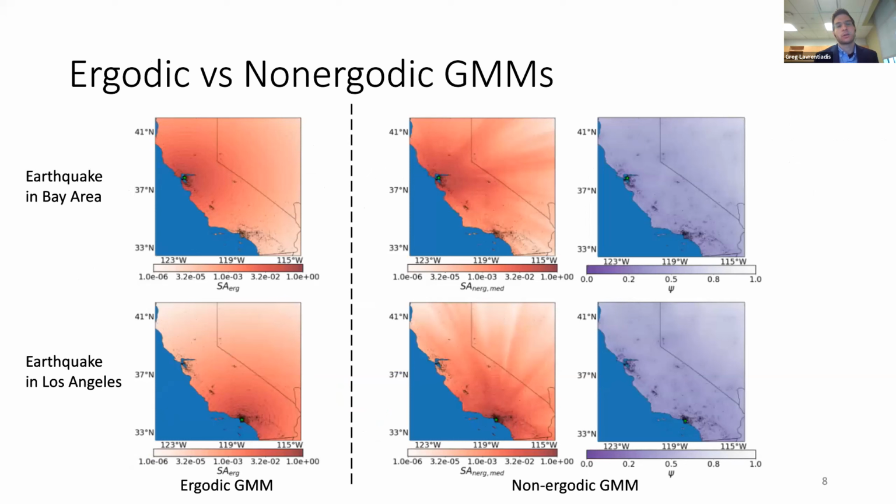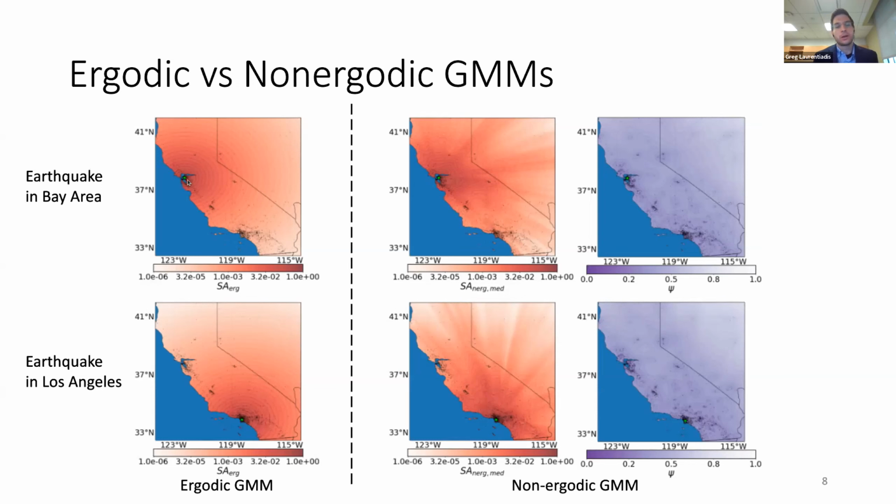And an example that shows the differences between ergodic and non-ergodic models can be seen in this slide. So in the top row, we have an earthquake that is located in the Bay Area, while in the bottom row, we have an earthquake that is located in Los Angeles.